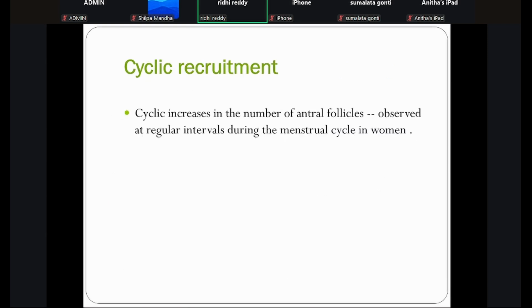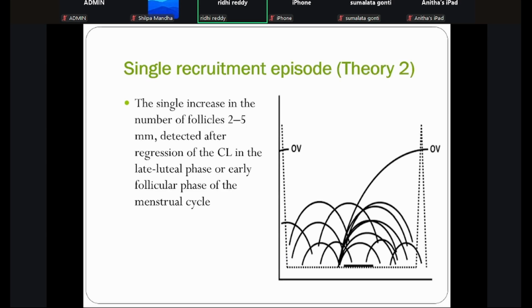Then cyclical recruitment: cyclical increases in the number of antral follicles are observed at regular intervals during the menstrual cycle in women. Then single recruitment. So these are the theories of how recruitment happens. There can be cyclical recruitment of follicles, like in between the cycle, like day 2, or there can be continuous recruitment of follicles, whenever there is availability of small antral follicles, or there can be a single recruitment episode.